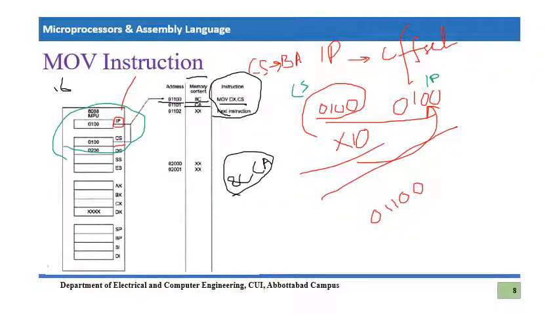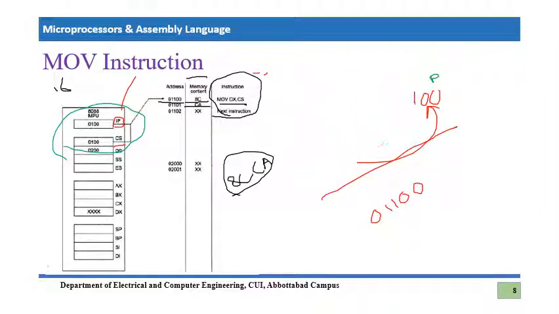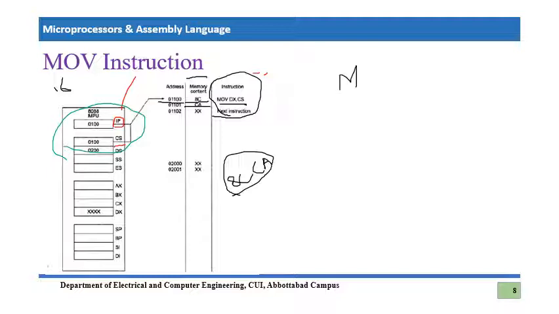Let me clean this whole thing before we proceed further. Let me write it clearly again: MOV DX, CS. That means whatever the value of CS is, it is going to get copied inside DX. What is the value of CS? That is 0100. It will get transferred into DX.